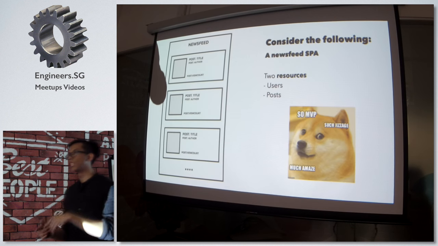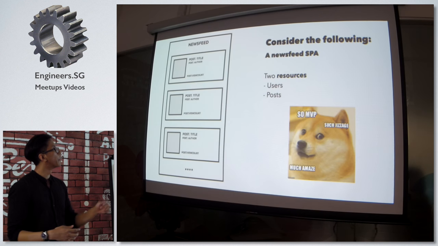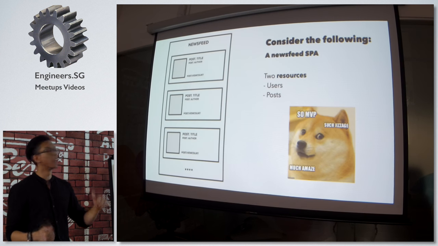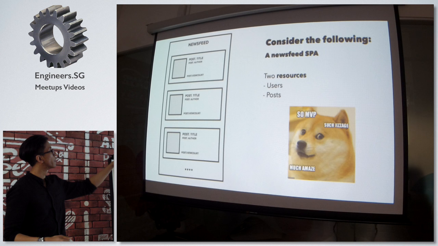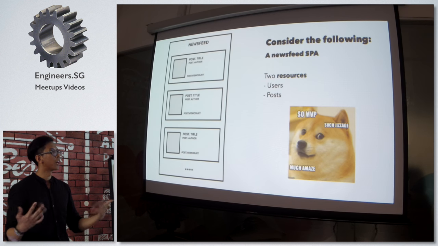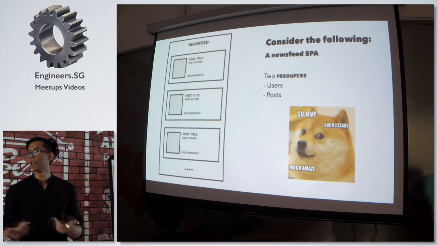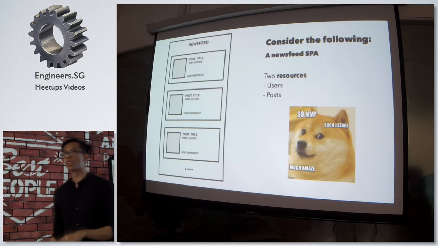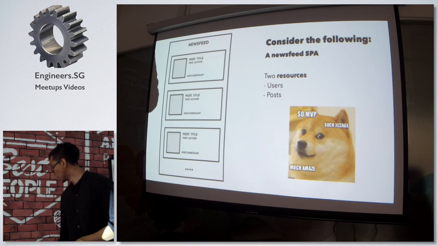To put context, let's consider a simple newsfeed application. Your front-end developer wants to render a view of all the newsfeed posts by your users. You have a list of posts, and each post is submitted by a user. So in a REST architecture, you have two resources: your user and your post. That's pretty simple, the basic you can go with in terms of a web application.